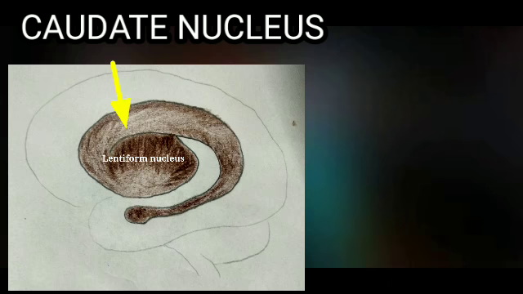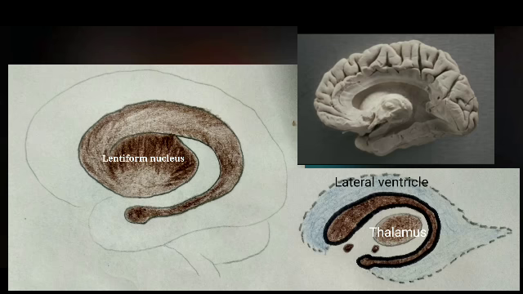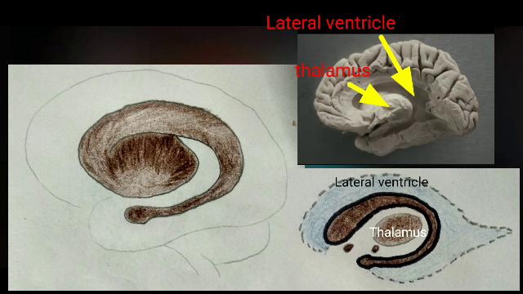Next let us learn about the caudate nucleus. The caudate nucleus is a C-shaped or comma-shaped mass of gray matter, and the caudate nucleus surrounds the thalamus, and the caudate nucleus itself is surrounded by the lateral ventricle. The entire convexity of the caudate nucleus projects into the cavity of the lateral ventricle.